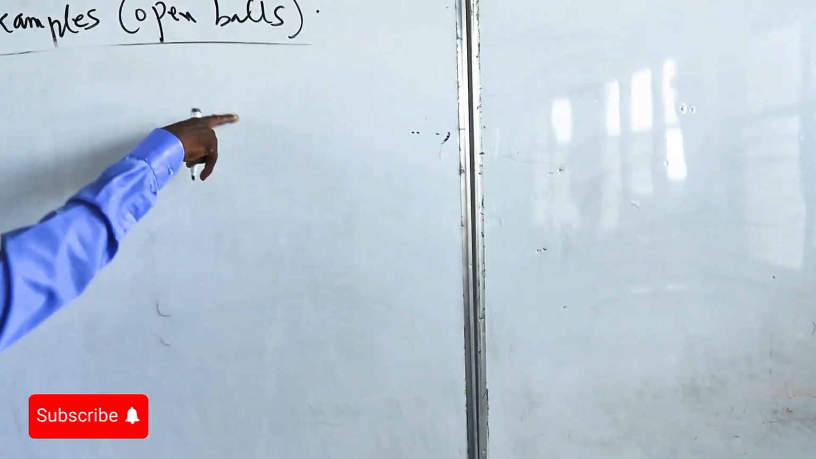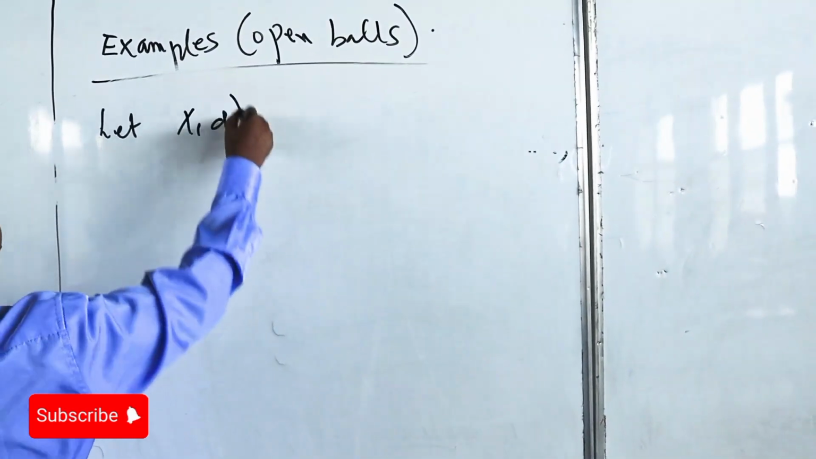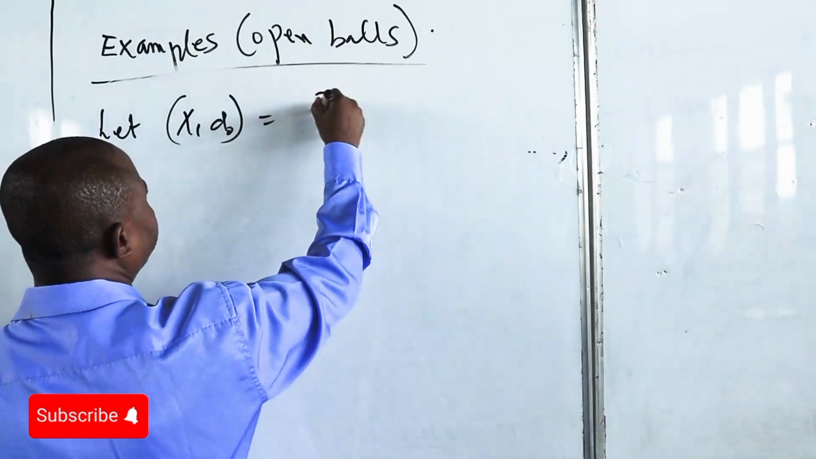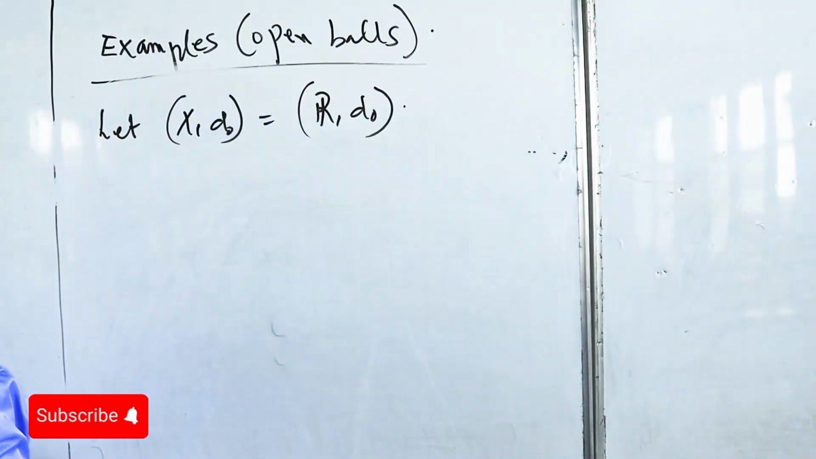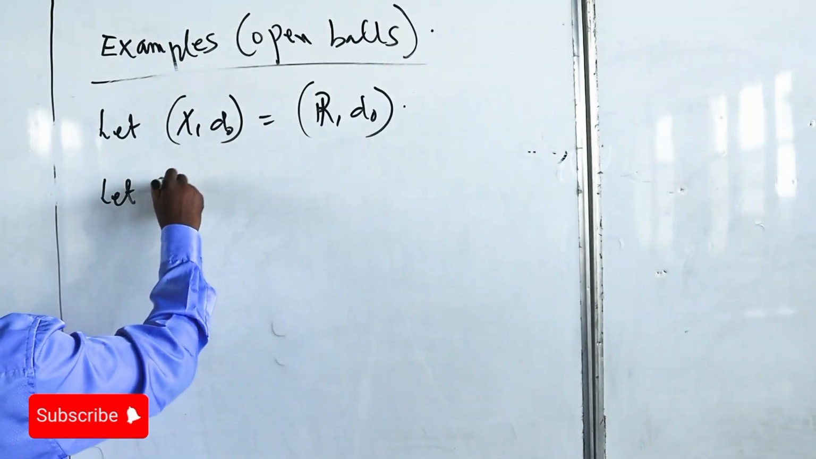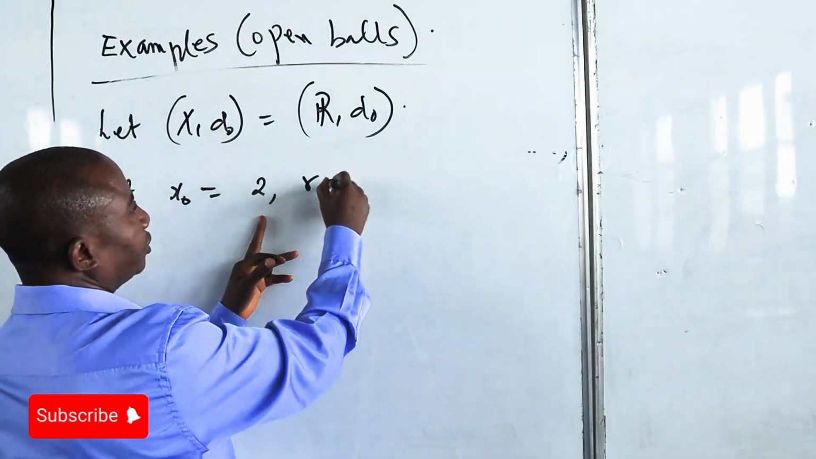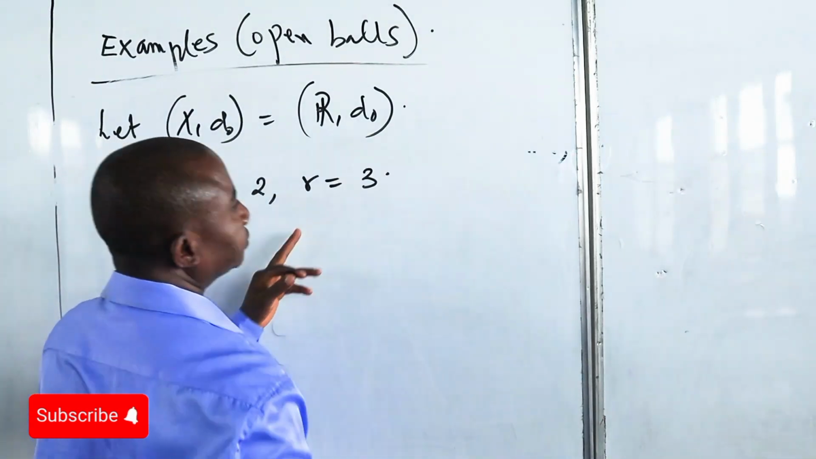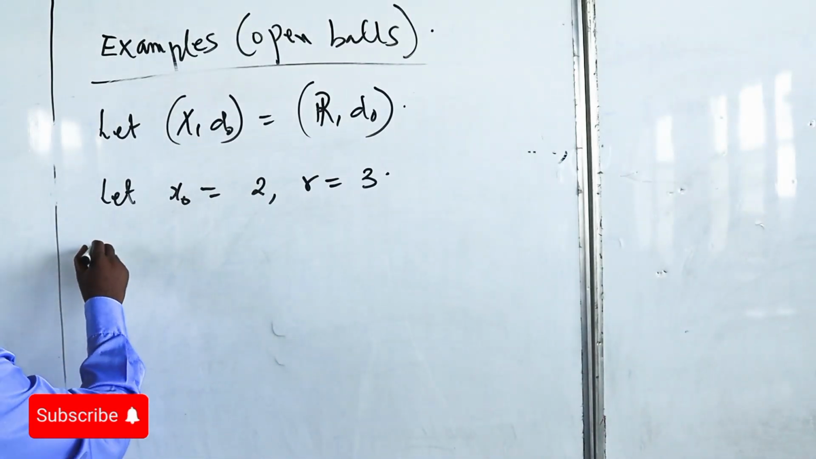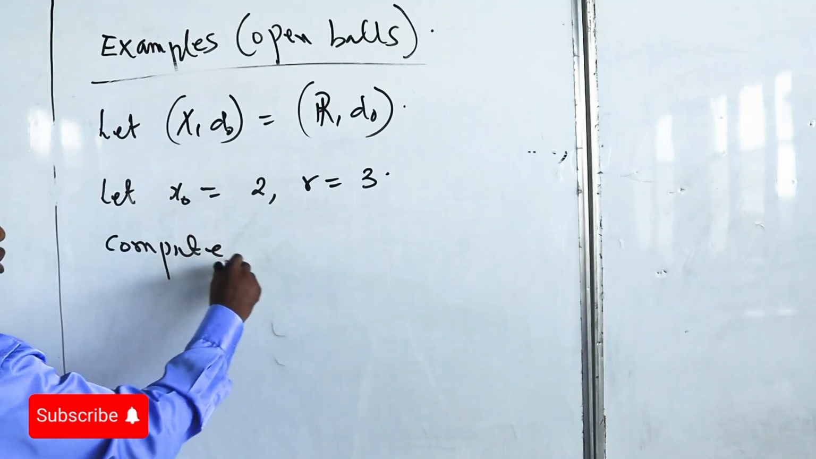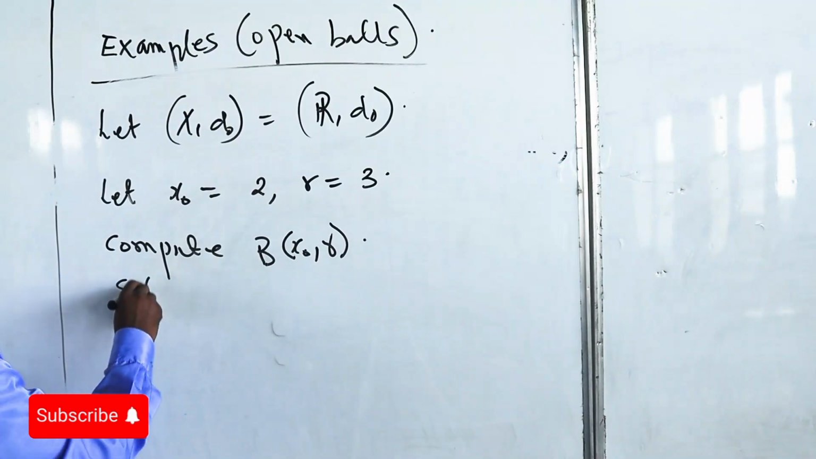Let us, still using the discrete metric, again take (X, d naught) to be the set of real numbers with d naught as we defined before. Now, let us take our x naught to be still 2, but now we change the radius. So we take R to be, say, 3. Our goal is to compute the open ball with center x naught and radius R. Solution.